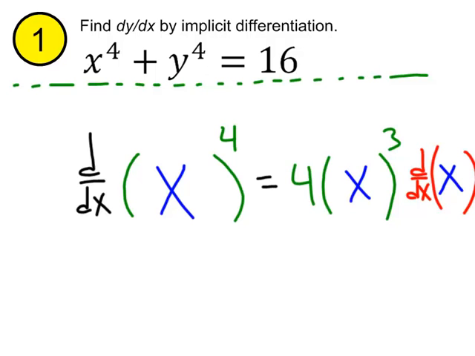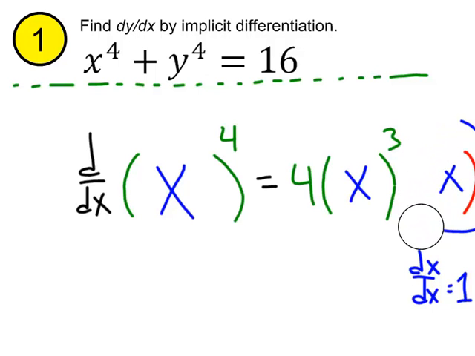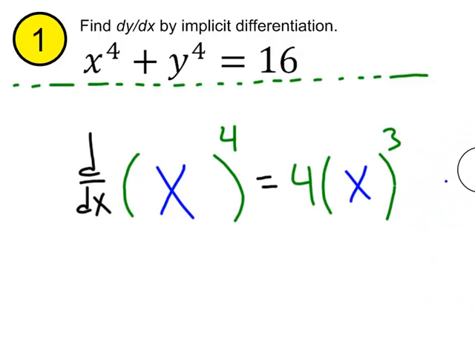Well, then the derivative of x to the fourth, this is nothing new to us. The derivative of x to the fourth is 4x cubed. And what about this last little piece? Well, that's just dx over dx, which just equals 1. And we don't really have to write it, correct? So this just looks like our regular non-chain rule deriving.